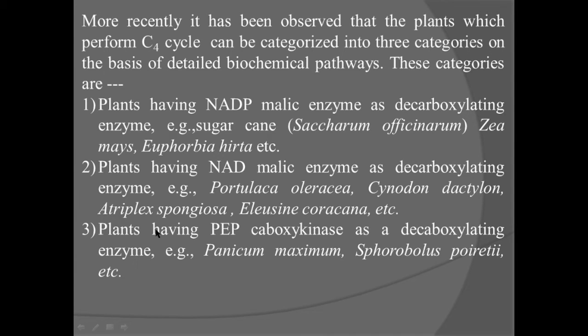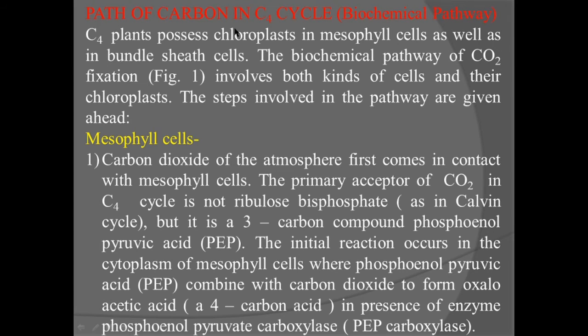Path of carbon in C4 cycle. C4 plant possesses chloroplast in mesophyll cell as well as in bundle sheath cell. The cycle is completed in both two cells, mesophyll cells and bundle sheath cells. The biochemical pathway of carbon dioxide fixation involves both kinds of cells and their chloroplast. The steps involved in the pathway are given below.